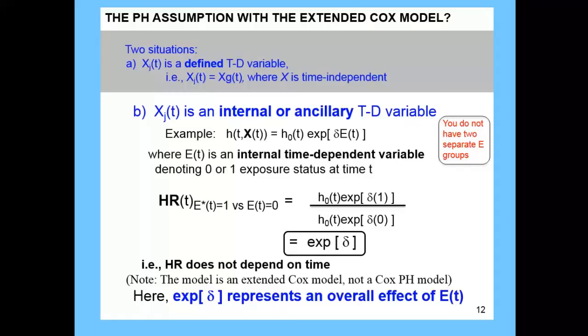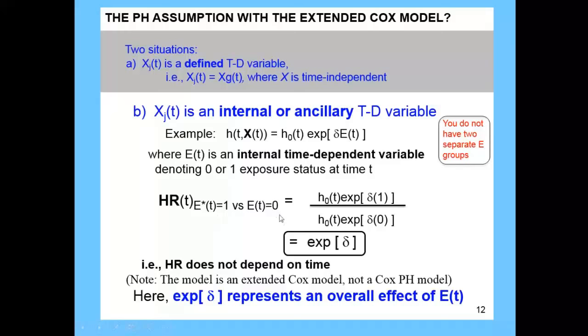Okay. So now suppose we want to compare two people. We want to get the hazard rate. So this is our model. We've got this variable, E of t, which is changing for any one person. And suppose we now talk about two different people. One person who's exposed at time t, and another person, a different person, who's unexposed at time t.